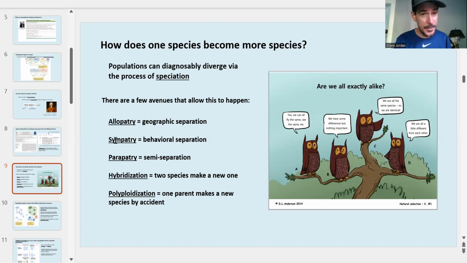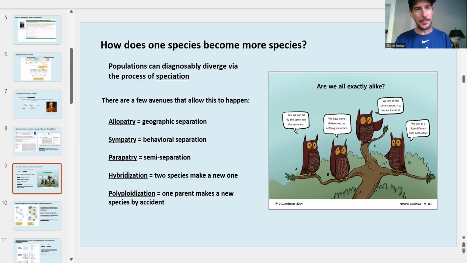Something called sympatry, which is like behavioral separation of populations in the same environment, where they're doing different things and experiencing reproductive isolation as a result. Things like parapatry, which is a fancy word for semi-geographic separation across space, and this often happens along genetic clines, involving some levels of local adaptation, probably. Things like hybridization, where two species actually make a new species, maybe by accident.